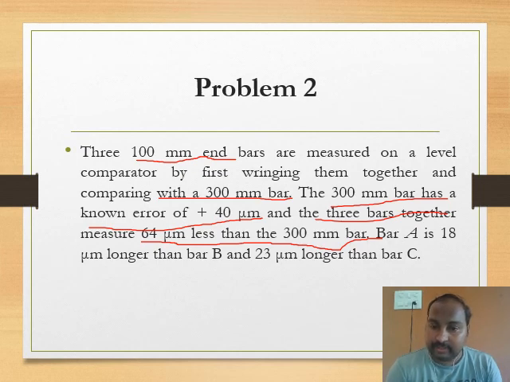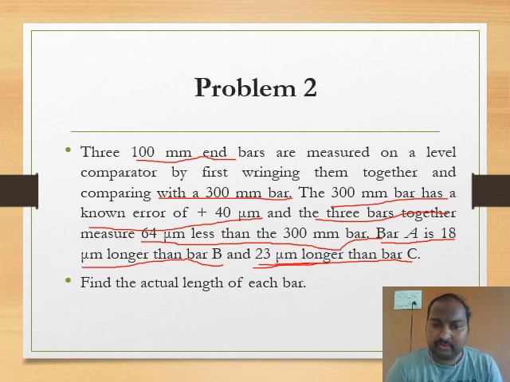What further data are given? Bar A is 18 microns longer than B and 23 microns longer than C. So what does it mean? Bar A is longer by 18 microns than B and 23 microns than C. So bar C is the shorter one. Compared to that, bar B is longer, and compared to this, again bar A is longer.